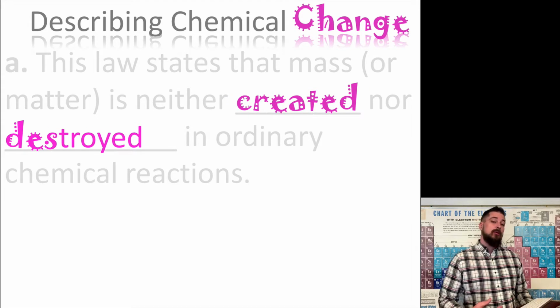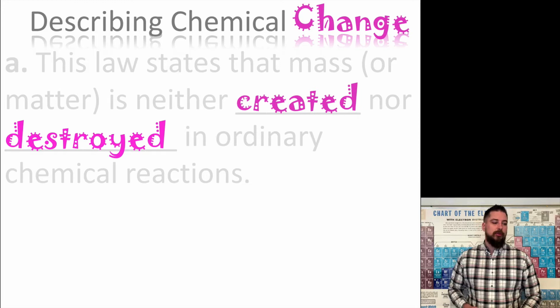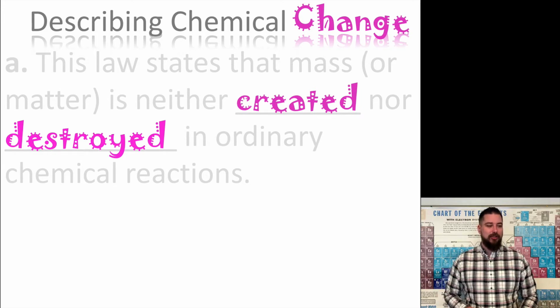So again, each type of atom and the number of each type of atom we start with will be what we end with. And in a future video, we'll talk about how to balance chemical equations.